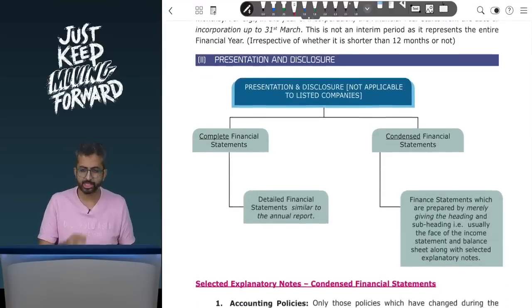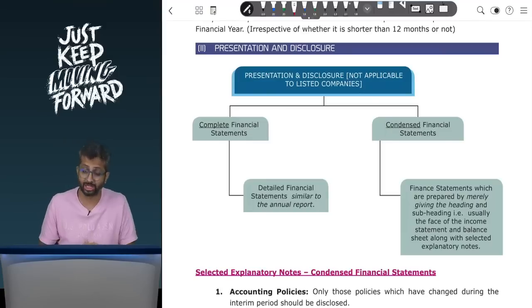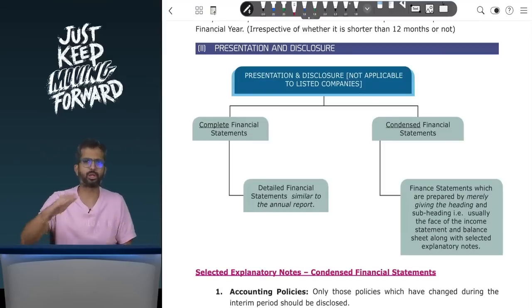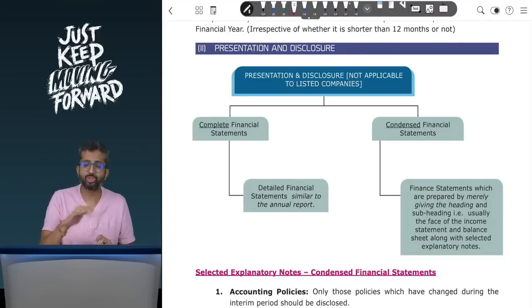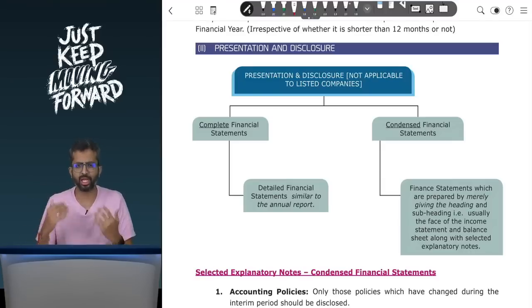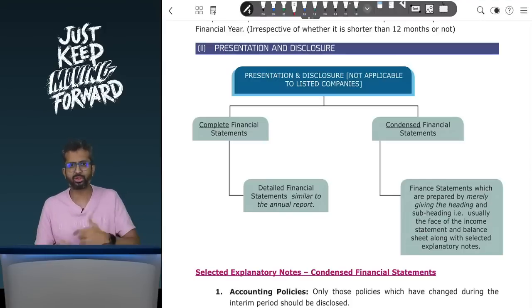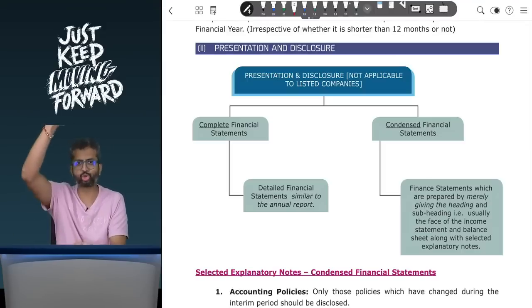So what is the requirement? Well, the standard has two requirements, one for presentation and disclosure, where they say you can either prepare complete financial statements like the complete annual report with complete balance sheet, profit and loss, cash flows, notes with all disclosures, or condensed financial statements where you just give the headings and subheadings like condensed balance sheet, condensed P&L, condensed cash flow statement, and only the significant accounting policies. Condensed cash flow statement means you only show the cash flow from operations directly, don't show the entire working.